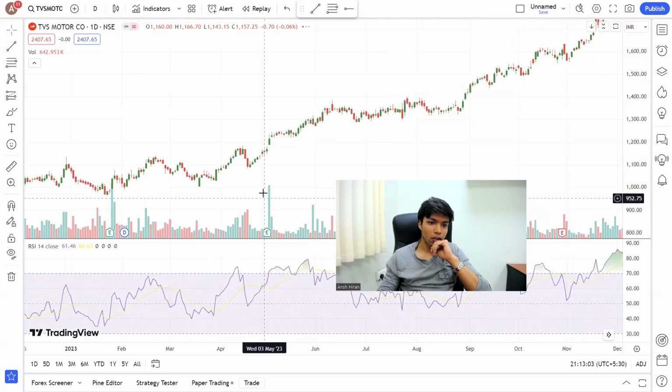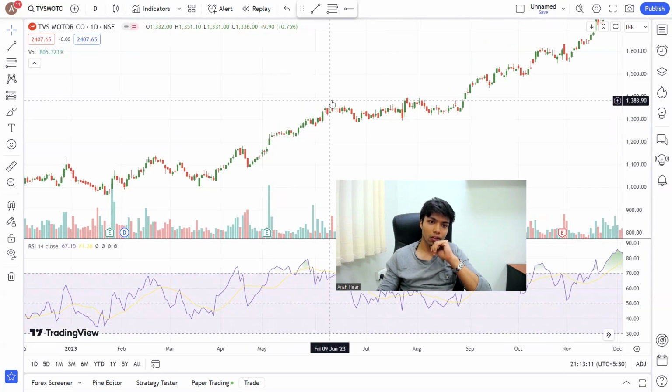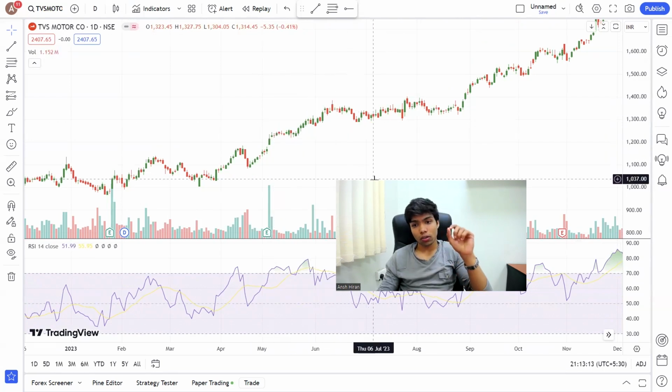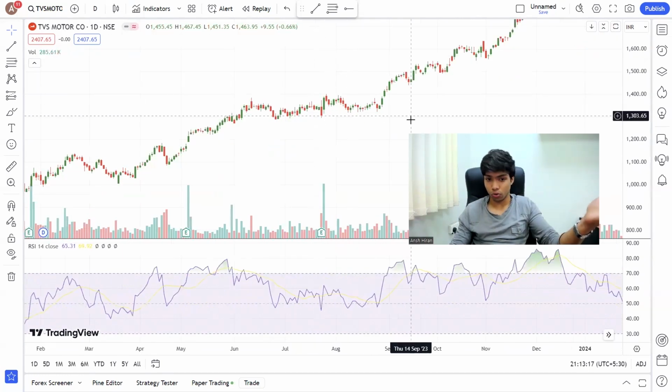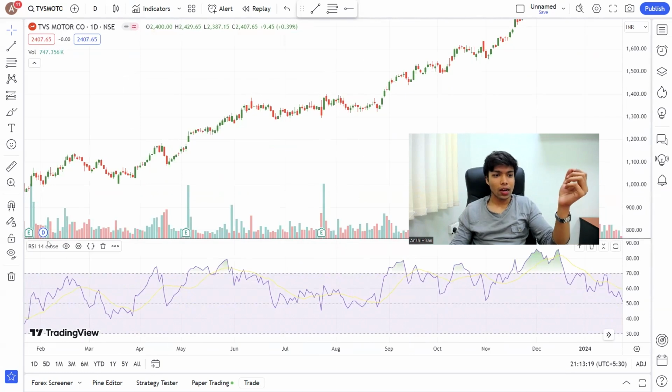Look at another signal. It went above 70 at this level, the overbought zone. After the overbought zone, the market went up like crazy. This is the wrong approach of conventional RSI, which we actually don't use. What we use is unconventional.